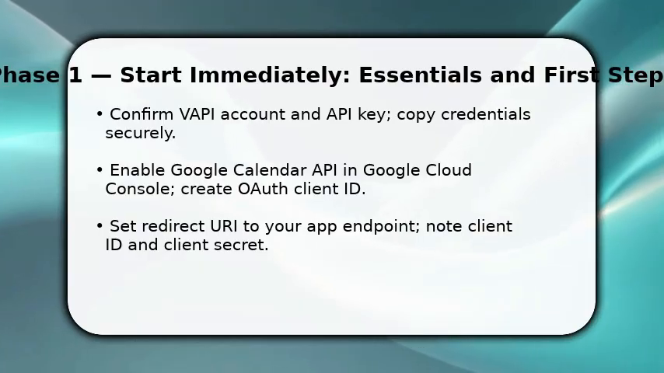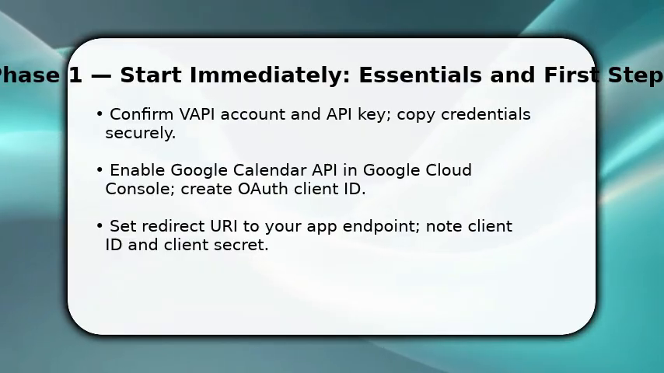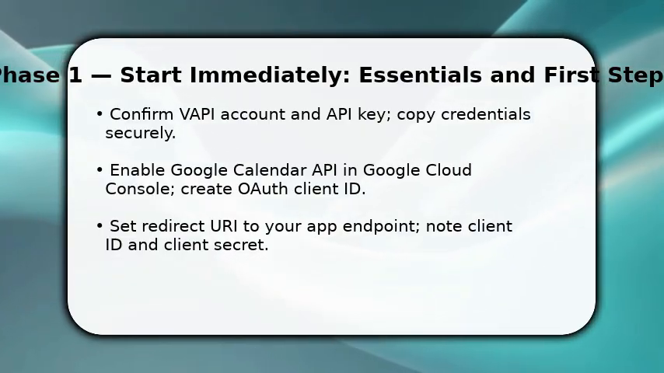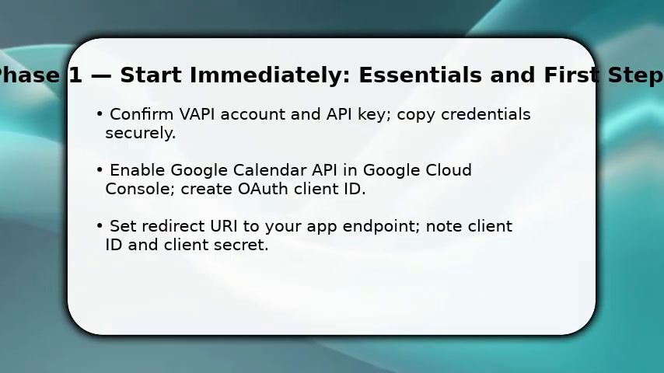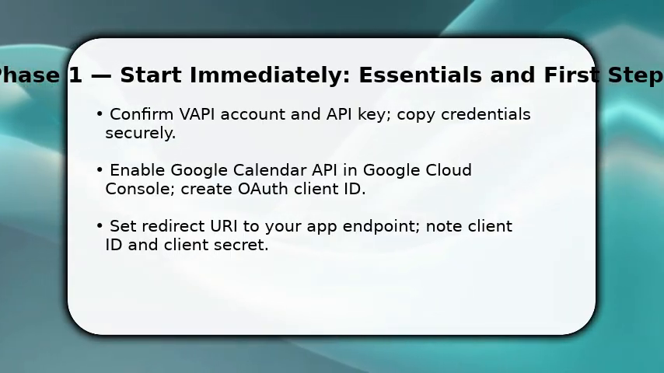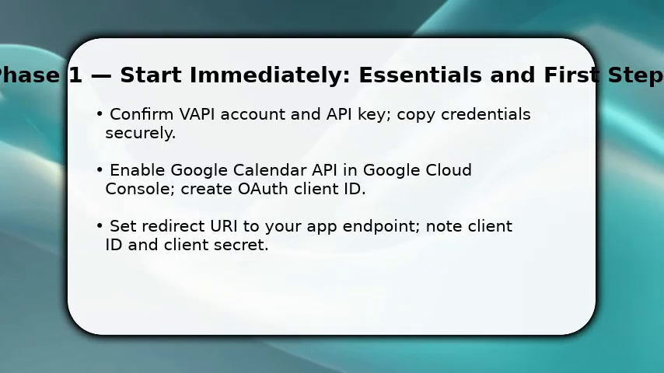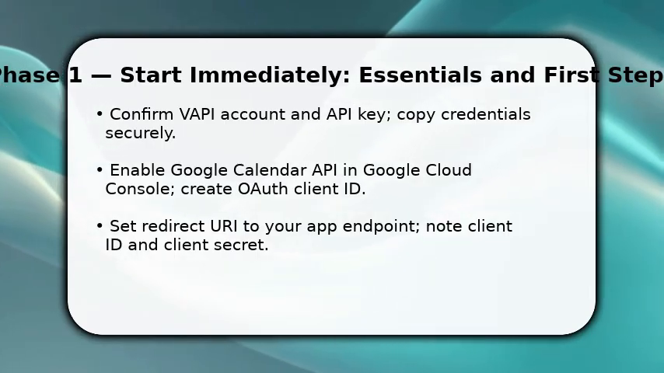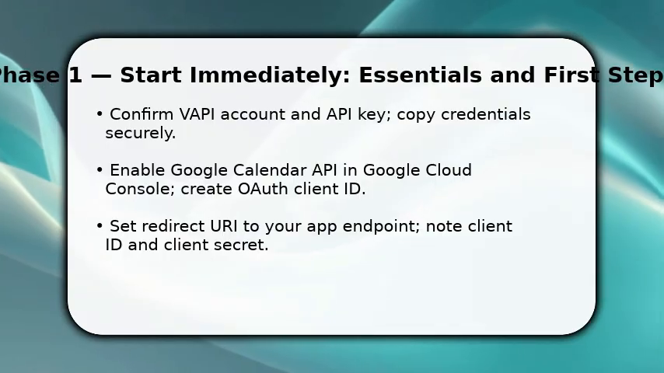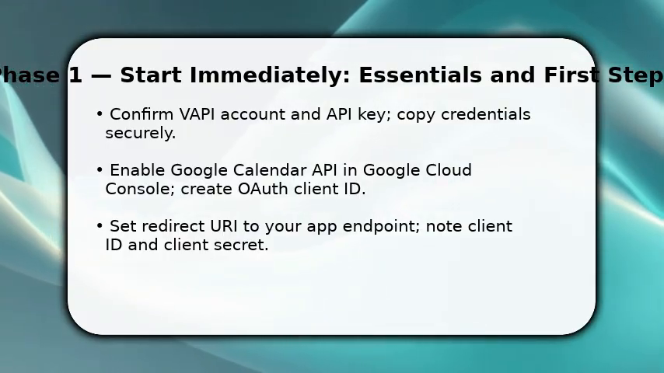You start by verifying prerequisites. You need a Vapi account and a Google Cloud project. Once done, enable Google Calendar API, then create an OAuth 2.0 client ID and set a redirect URI that matches your app. You must copy the client ID and secret into your secure config.